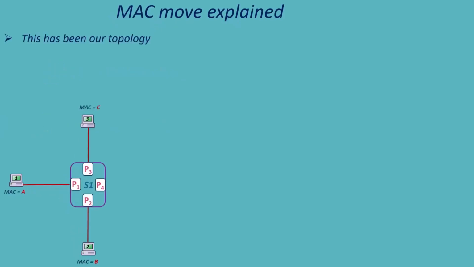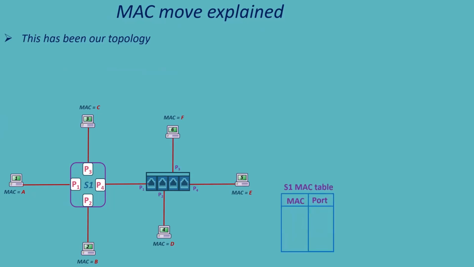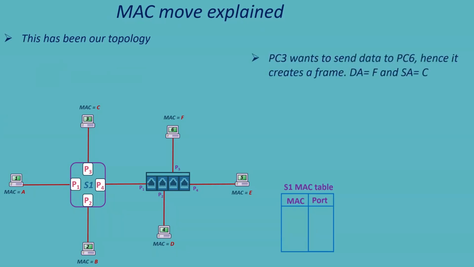So our topology looks like this. We have a switch S1, and we have a hub connected to the switch, and then there are three PCs connected to the hub. And then we have this MAC table for the switch S1. Now, if PC3 wants to send data to PC6, it creates a frame and sends it out.